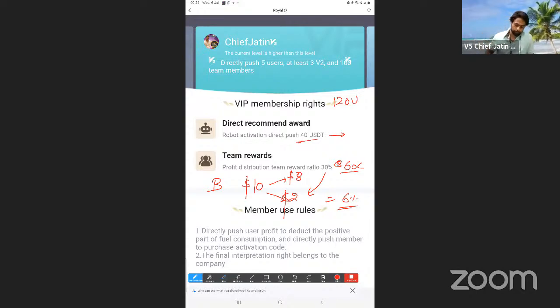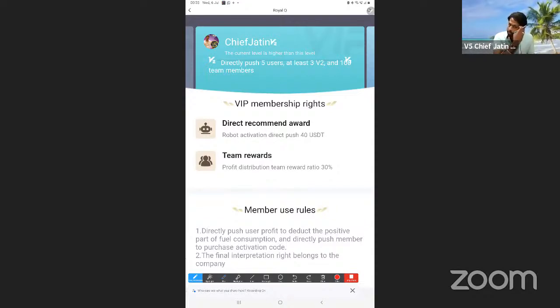So if you have a team of 100 people, those 100 people will be earning less than you because you are getting 6% of everybody's trade. Okay, so now let's go to the next rank, which is V3. How do you go to V3?